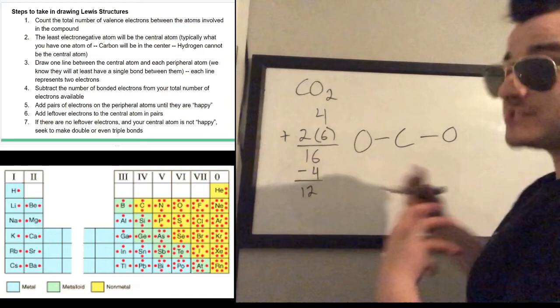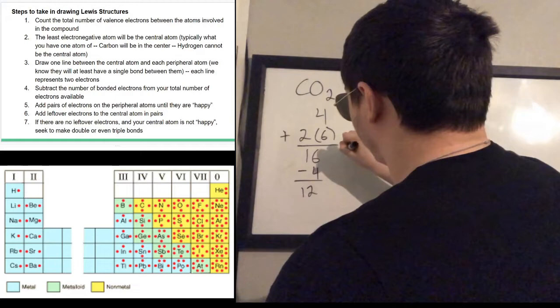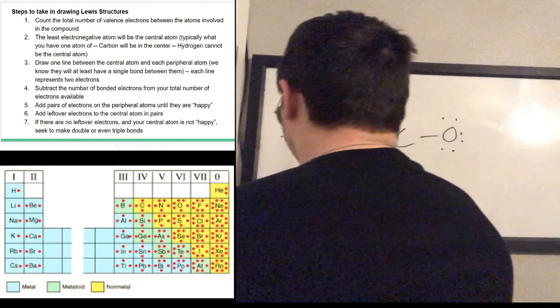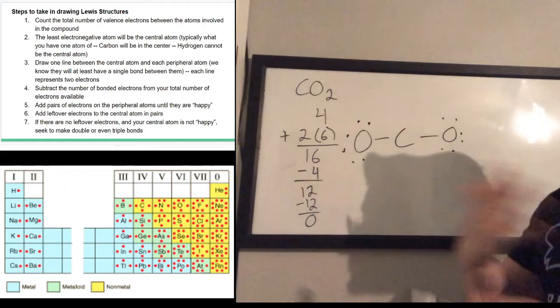And typically, you want to add these dots in pairs. 1, 2, 3, 4, 5, 6. 1, 2, 3, 4, 5, 6. Like so. Well, I just added 6 electrons to 2 oxygens. 6 times 2 is 12. I've got no leftover electrons. I've used them all. So am I good to go?